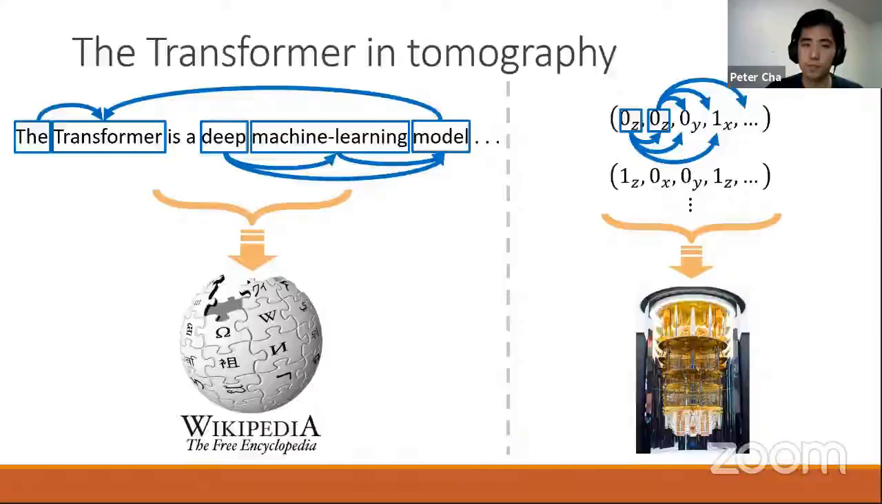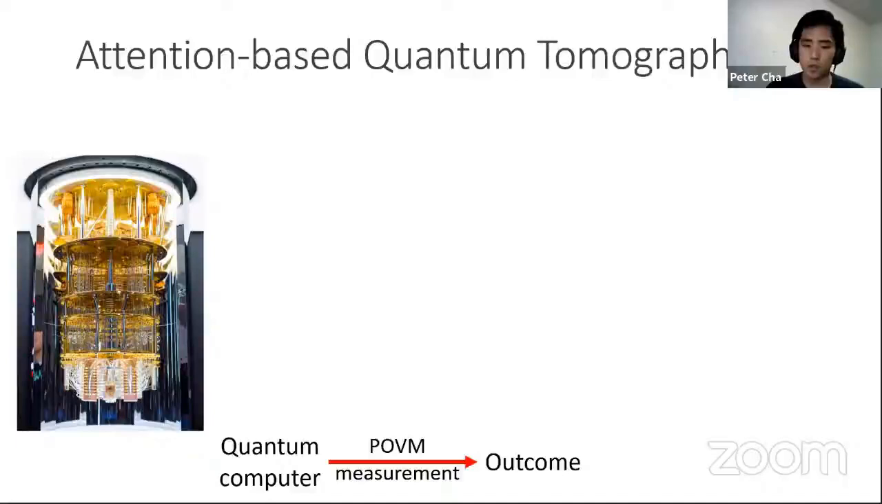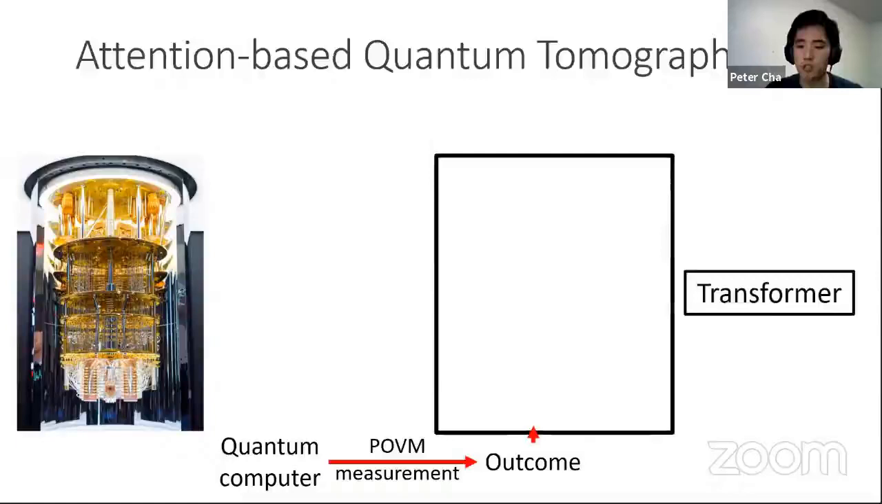So how does the transformer fit into the overall structure of attention-based quantum tomography? Once again, we begin with a quantum computer from which, as we've said, we draw a number of measurements or measurement outcomes. We take these measurement outcomes and train the transformer on these. We'll feed it to the transformer, and then it'll go through a series of processing layers.